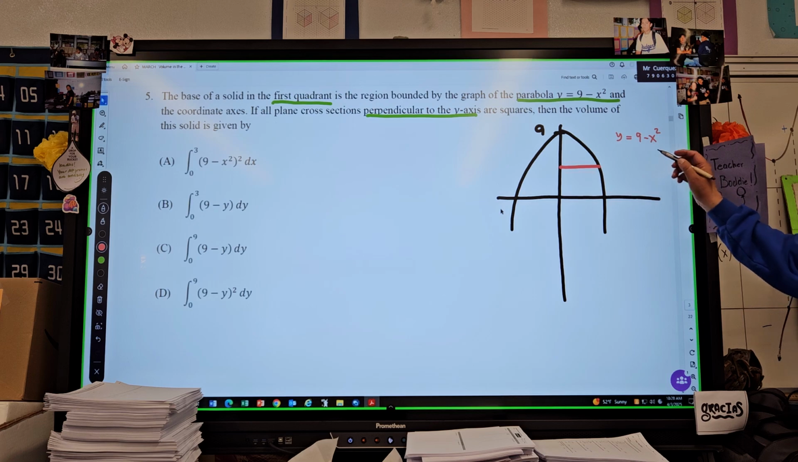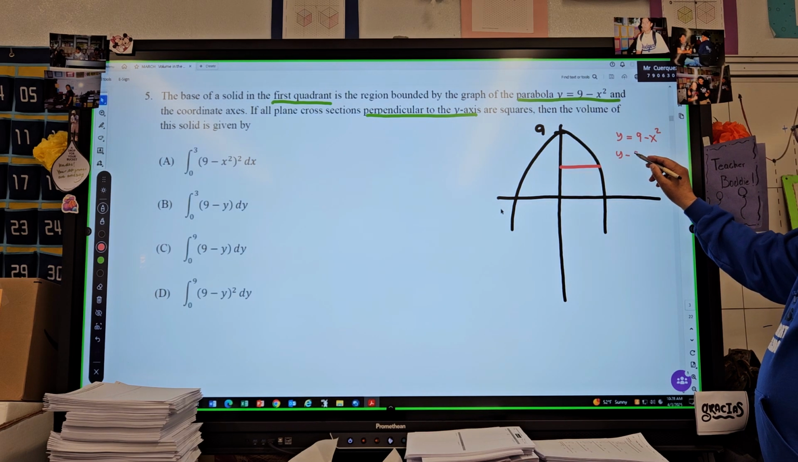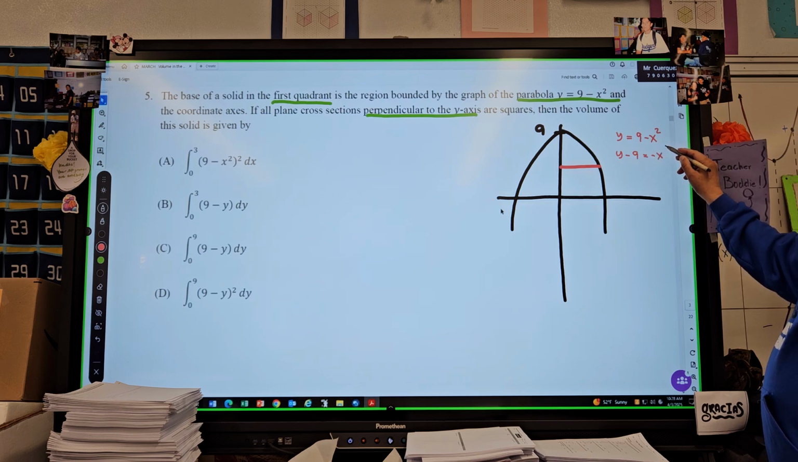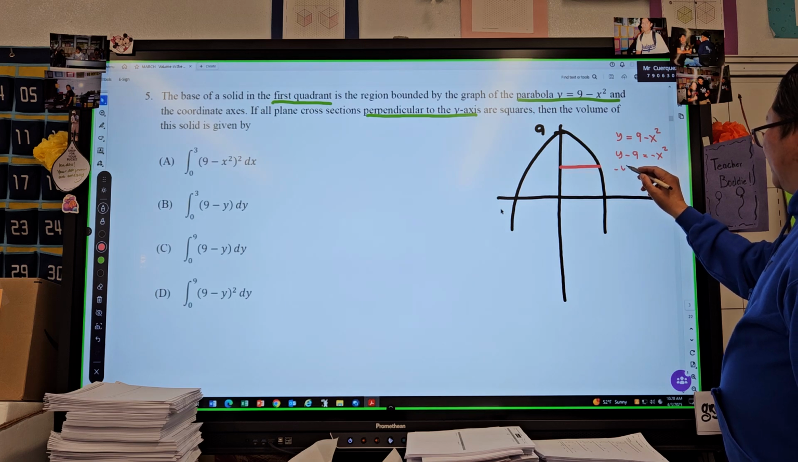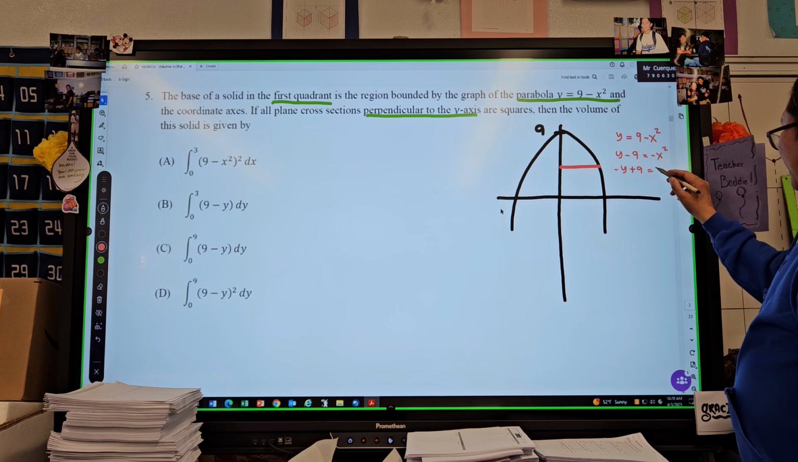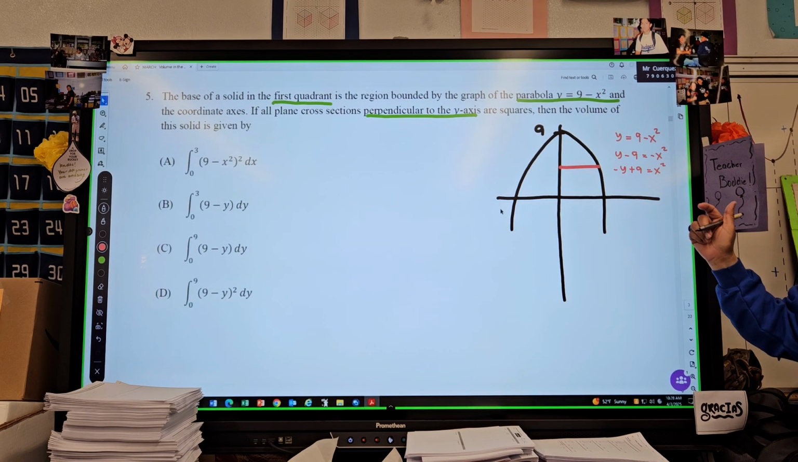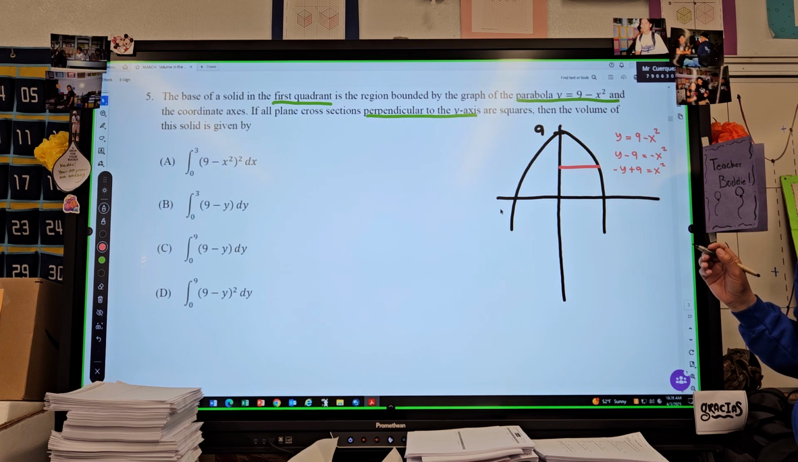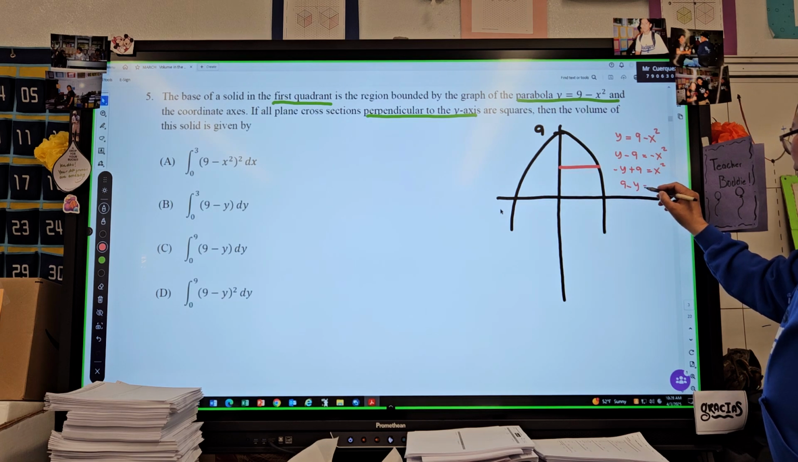So we have y minus 9, right? Is equal to negative x squared. And then what to do? Divide both sides by negative. If we divide both sides by negative, this y becomes negative and this negative 9 becomes positive, and you have that x squared. So we can write negative y plus 9 as 9 minus y. So 9 minus y is equal to x squared.